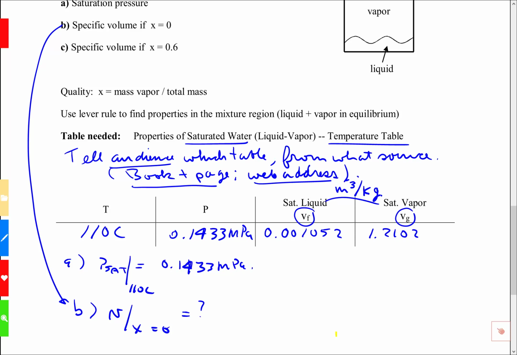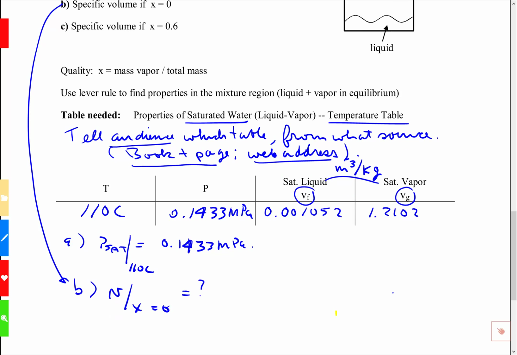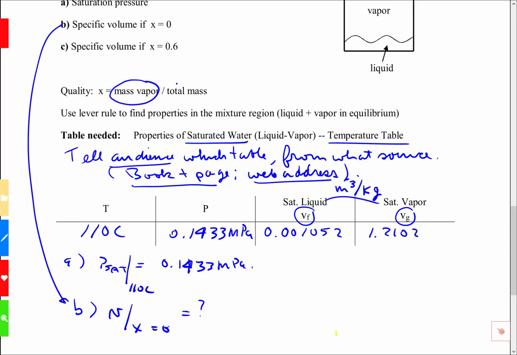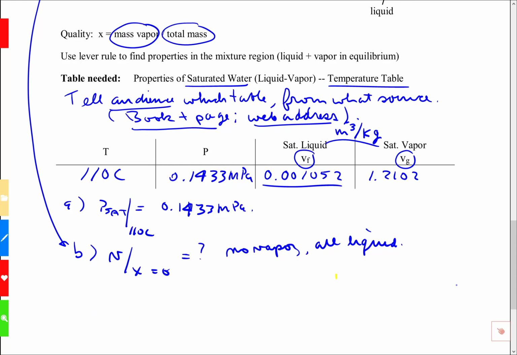Okay, how are we going to use that information? Well, at x equals 0, the definition of quality is the mass of vapor divided by the total mass. If x equals 0, that means that there's no vapor, therefore it's all liquid. And so the liquid value is the one we want. So the answer is V in this condition is the same as V sub F, which is 0.001052 meters cubed per kilogram. So that takes care of part B.